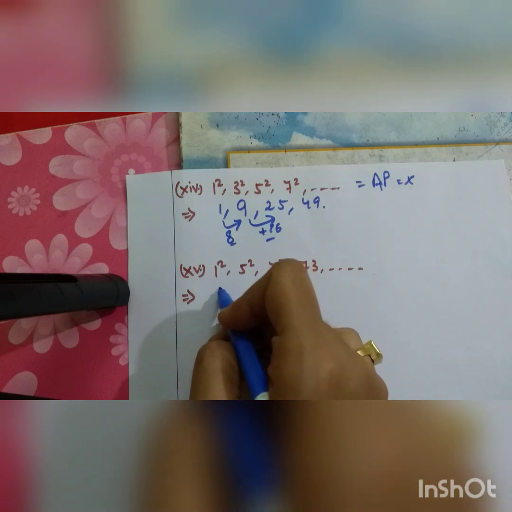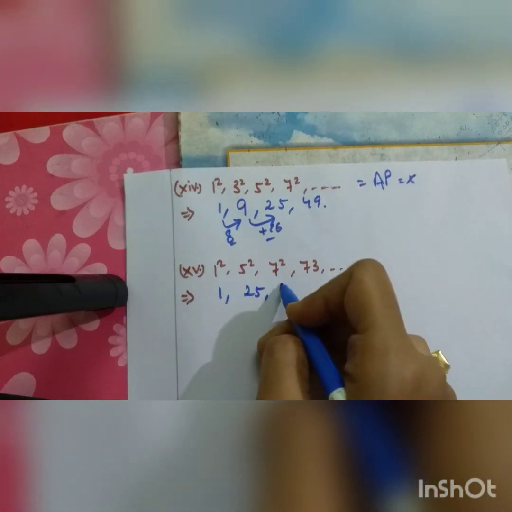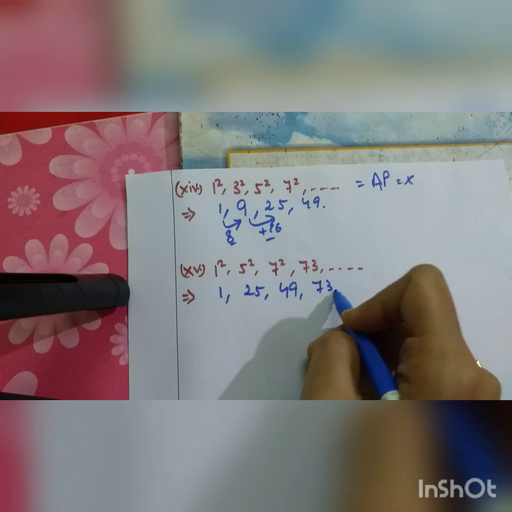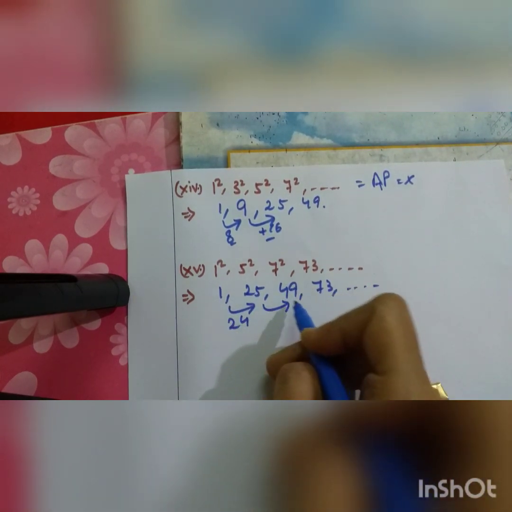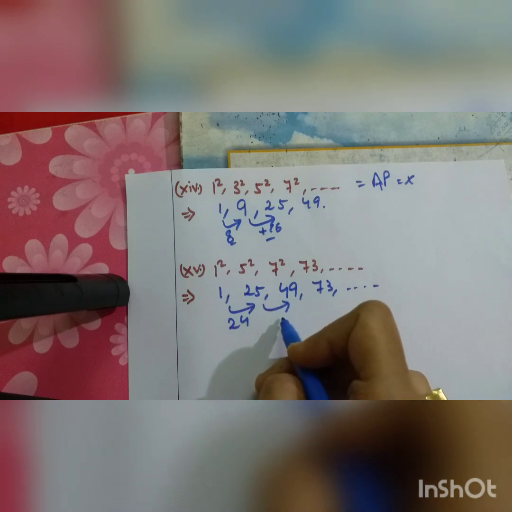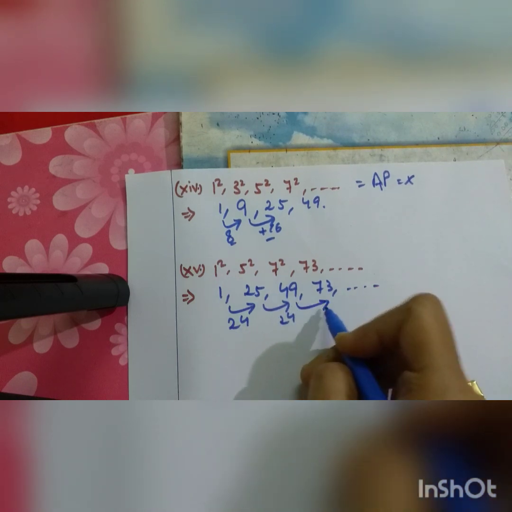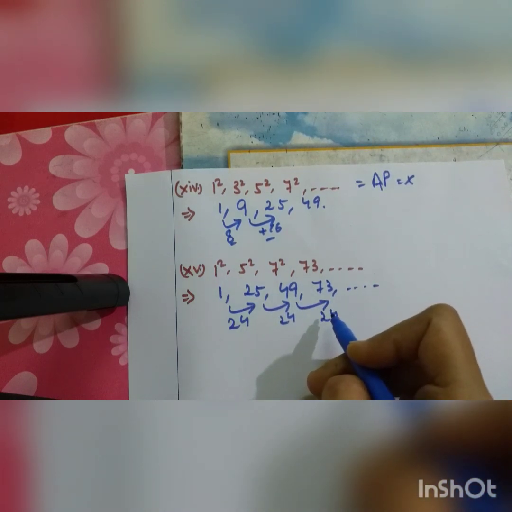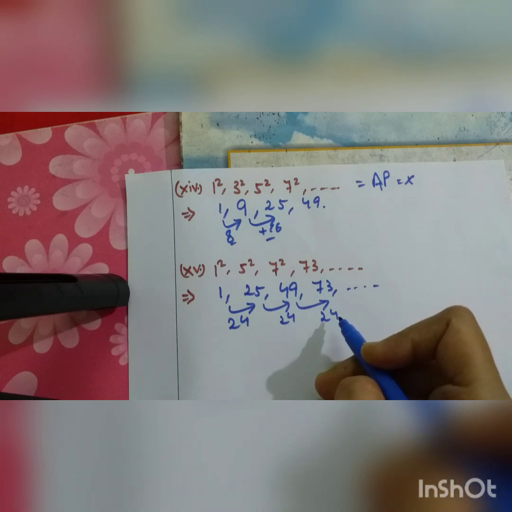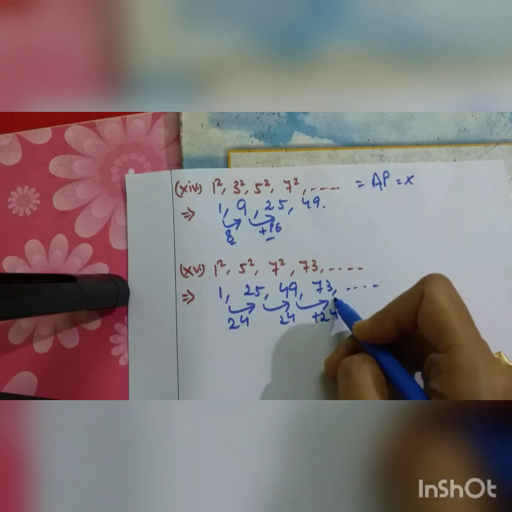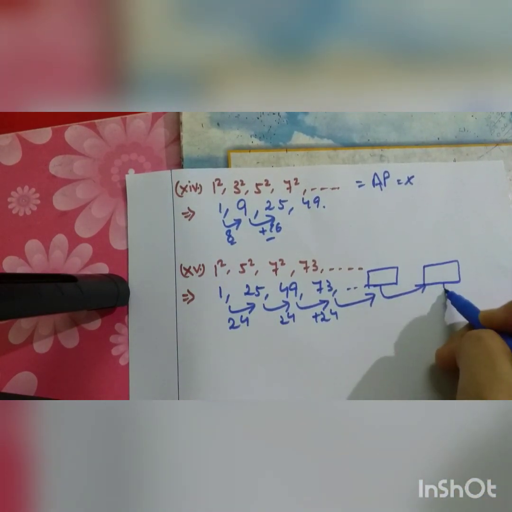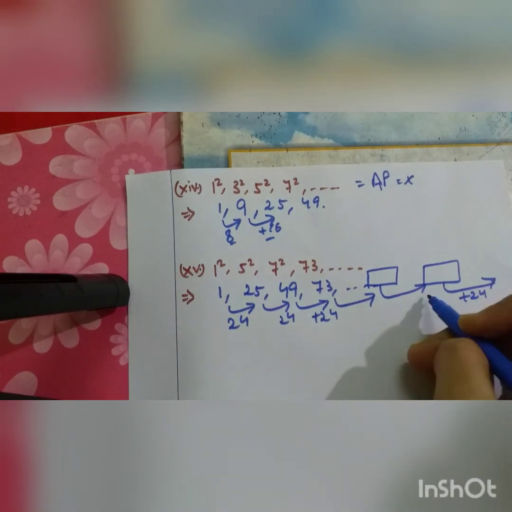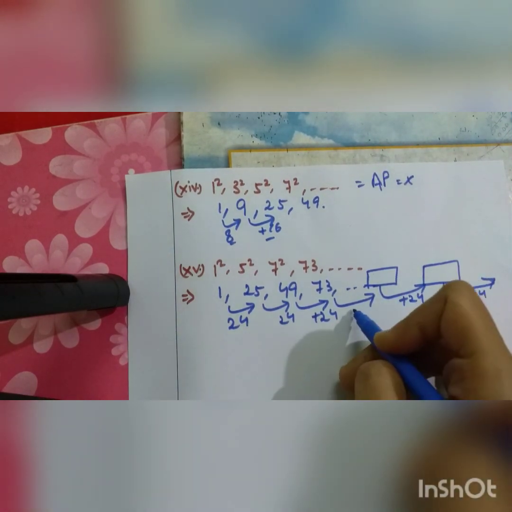1 square will be 1, 5 square 25, 7 square 49 and 73, and so on. Just check the common difference. Just subtract and see what you get. Yes, you will get 24. So you have to find the next three terms. What you have to do is just add 24.